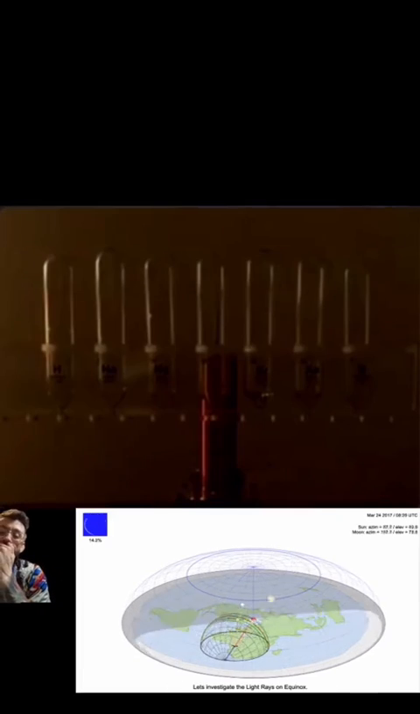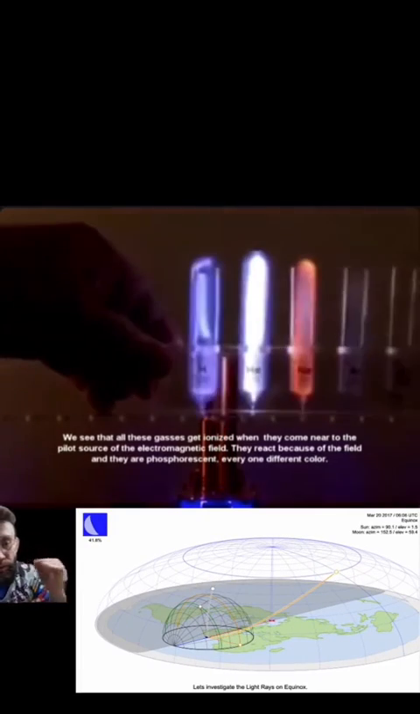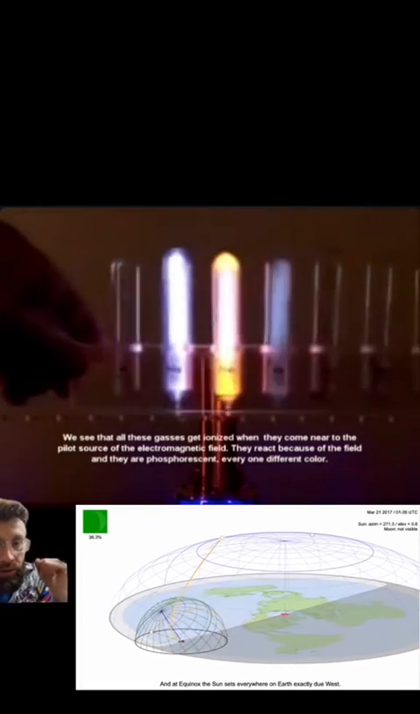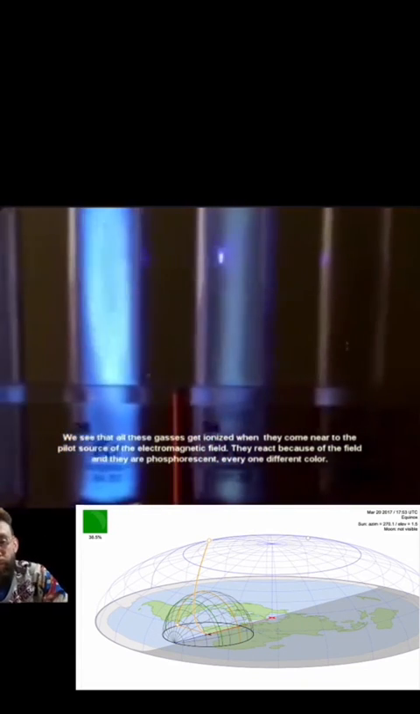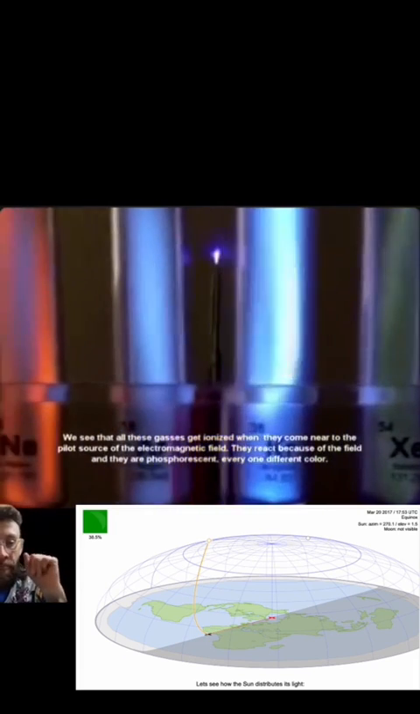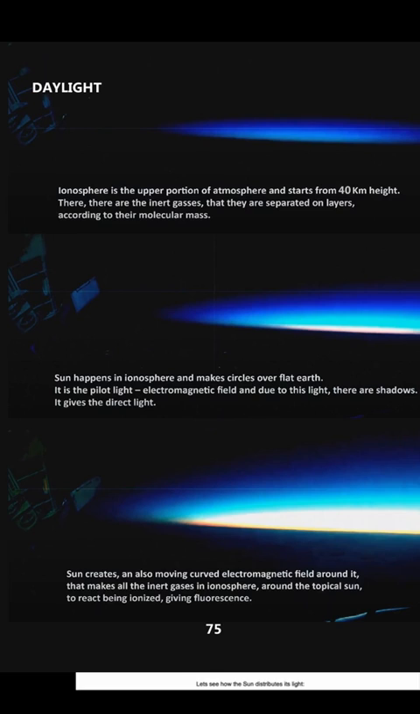So under pressure, we have the noble gases in this experiment, like helium, xenon, and all those gases. And then we have a Tesla coil to mimic the sun and to simulate the sun's movement with an electromagnetic field that it stimulates out. You're going to see that all of the gases get ionized the closer they get to the pilot source of the electromagnetic field of the sun. It's because they interact with the sun in the atmosphere that allows them to become phosphorescent, and that's what gives them their distinct color.